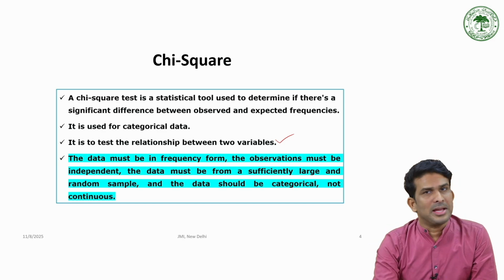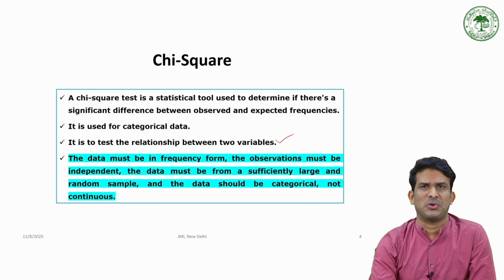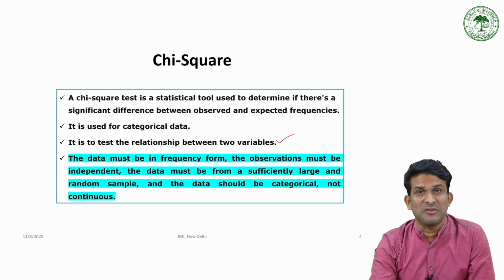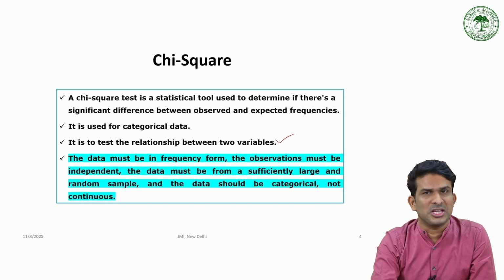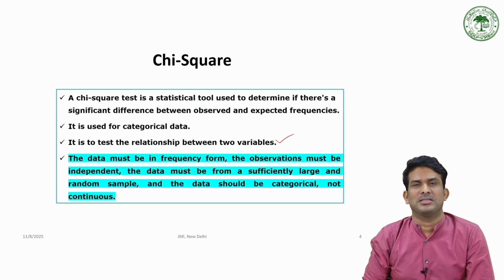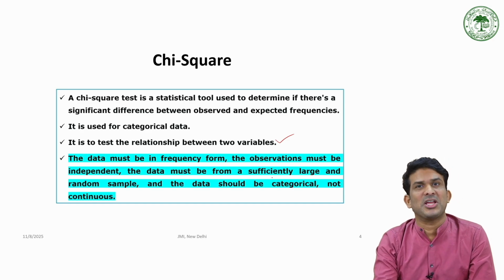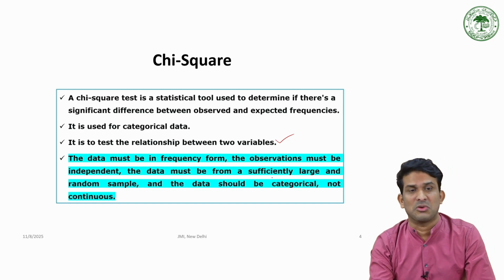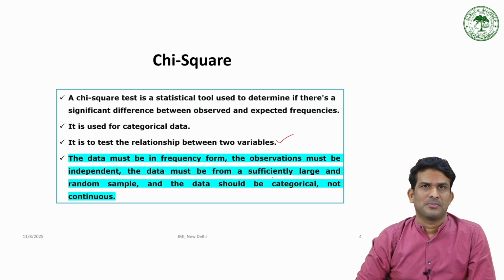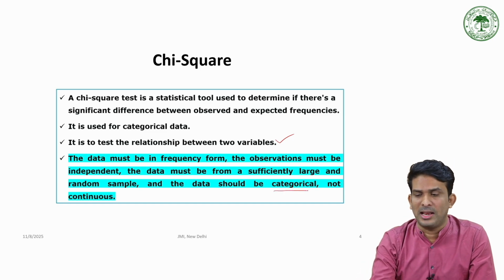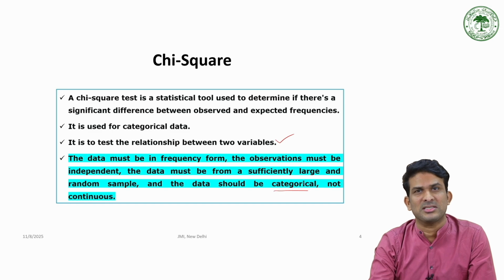Yes. And certain conditions in chi-square. The data must be in frequency form, not scattered. It should be in frequency form. The observations must be independent. Similarly, the data must be from a sufficiently large data set or larger sample. This is also a concern, and it should be categorical. Categorical data, we mention it as nominal data, nominal variable.